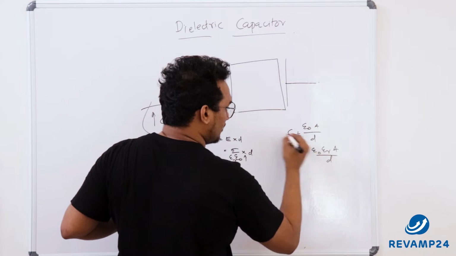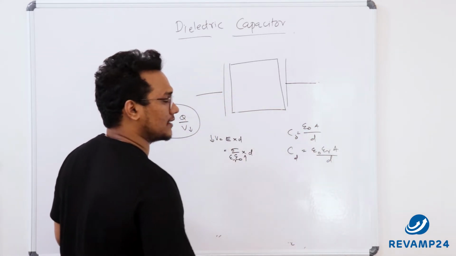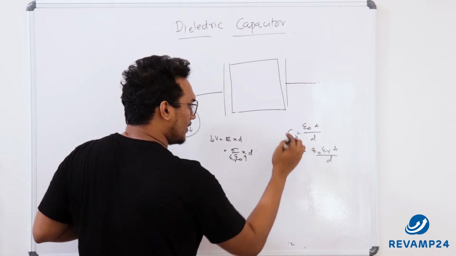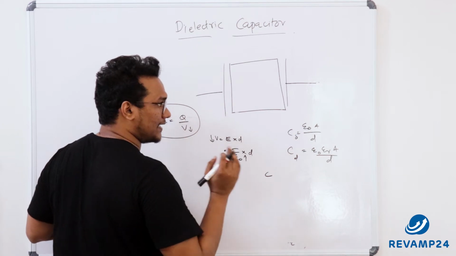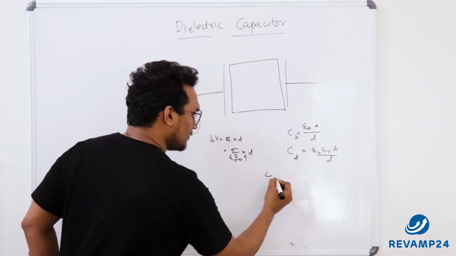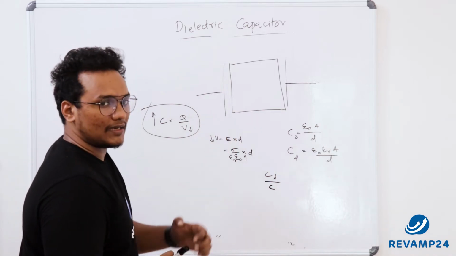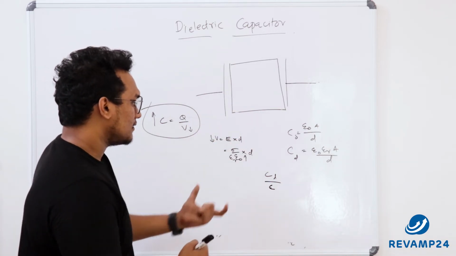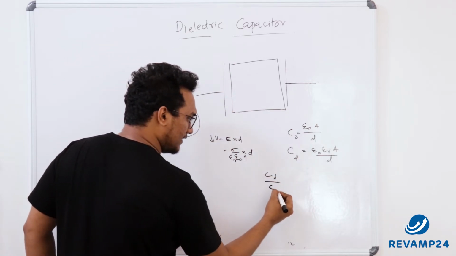This is air in between. And this gives you a new definition for dielectric constant. What is dielectric constant? Just divide these two. Capacitance of a parallel plate capacitor with dielectric divided by capacitance of a parallel plate capacitor with air in between. So C_D divided by C0.